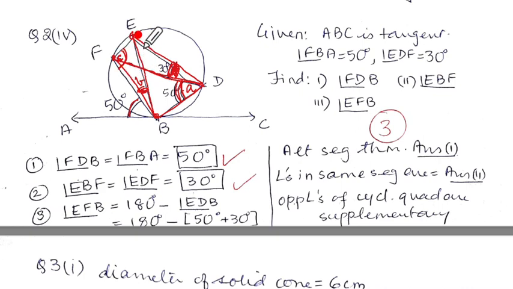Then we come to this one. Now we know that this full thing, this is a cyclic quadrilateral, right? Now this angle plus this angle, they are opposite angles of the cyclic quadrilateral. So I'm going to write this EFB is going to be 180 minus this angle. Now 180 minus EDB is this 50 plus this 30. That's because opposite angles of the cyclic quadrilateral are supplementary. And so that will come out to be 180 minus 80, which will be 100 degrees. Okay, and that is our answer 3.